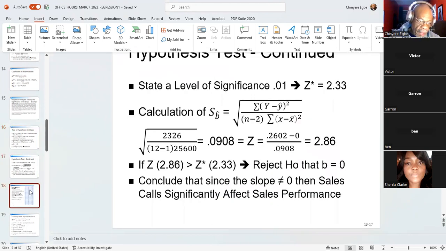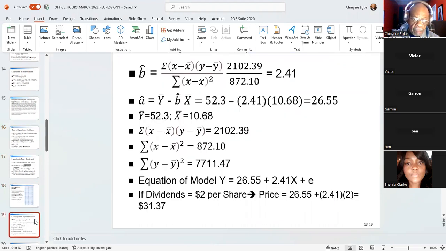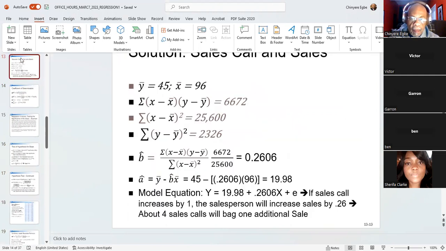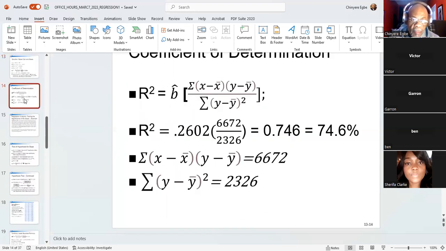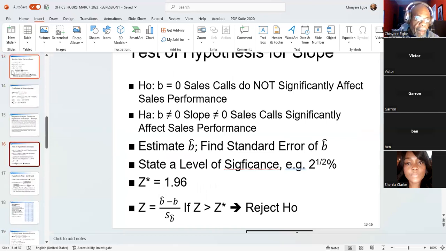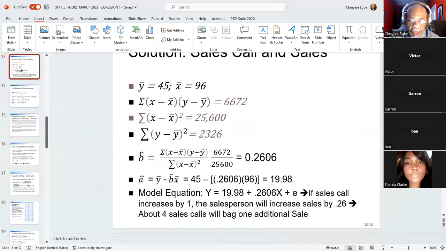If you make 30 sales calls, how many sales will you make? Didn't we calculate something like that somewhere here? Yeah, probably further up. Well, let's keep going.